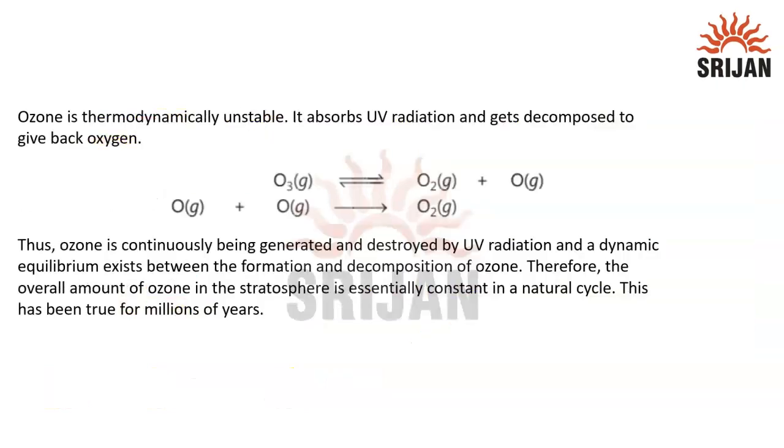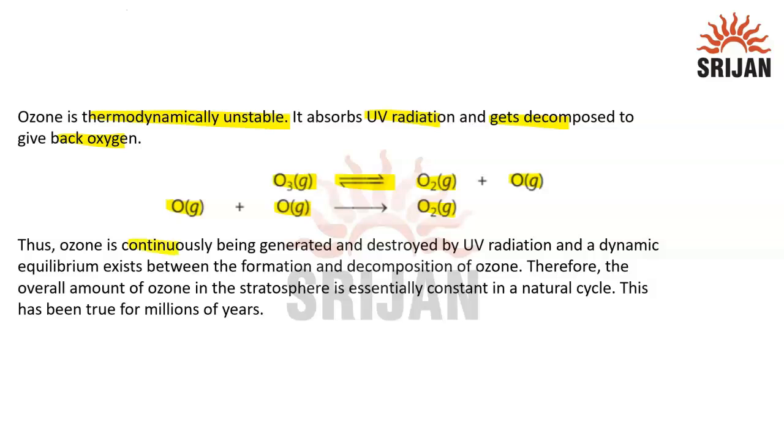So ozone, which is O3, is thermodynamically unstable. It absorbs UV radiation and gets decomposed to give back oxygen. So here this is the reaction, and we can see that this arrow is showing that the reaction is reversible, which means that ozone sometimes will dissociate further into oxygen and again back to the oxygen atom. Now these oxygen atoms will further react with another oxygen atom to form oxygen gas.